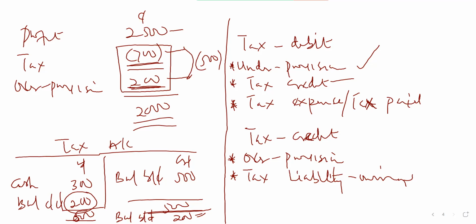You either overestimate your profits or underestimate your profits. And this is basic accounting. What are you going to do? You either add or subtract. So that's all about the current tax.